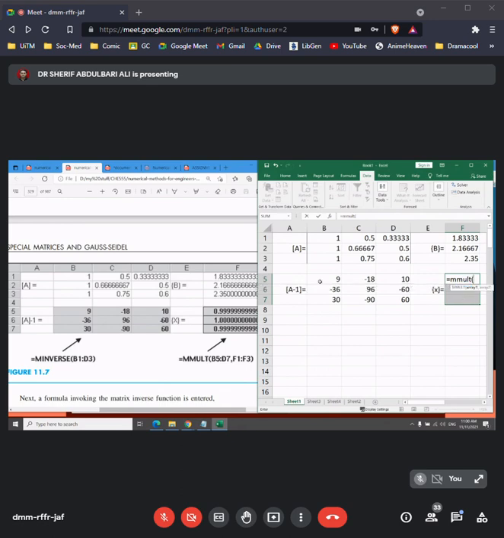The first array is the inverse matrix, so highlight it, comma, then highlight matrix B. Again, Control Shift and Enter. So you're going to get the answer: x1 is equal to 1, x2 is equal to 1, and x3 is equal to 1. So these are the values of all the x's.